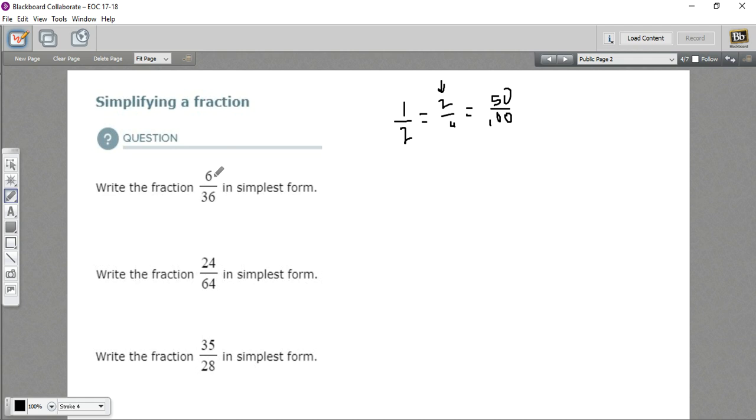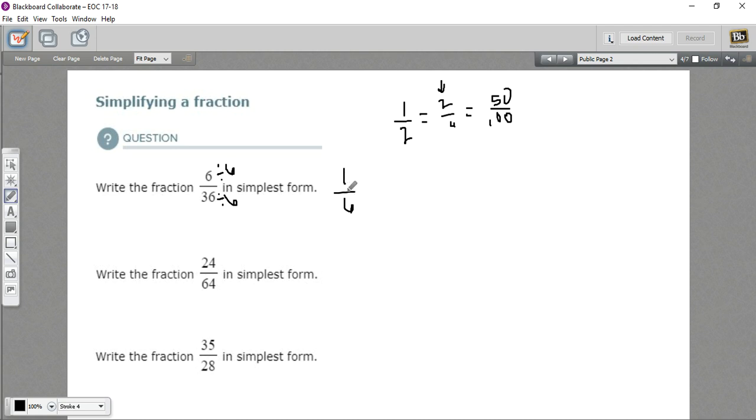This first one here is 6 over 36, and it kind of jumps out at me right away that I could divide both of these by 6, because you can divide any number by itself, and I know 36 is divisible by 6. So 6 divided by 6 is 1, and 36 divided by 6 is 6. That's in the simplest form, and I know it is because I have a 1 on top, so there's never any further you can go if you get a 1 on top.